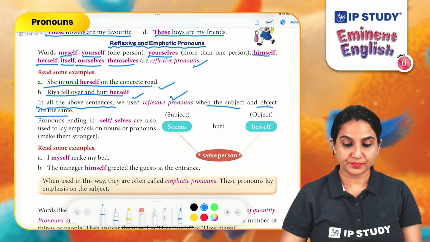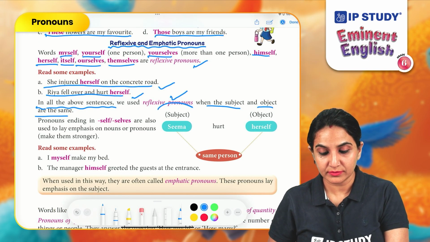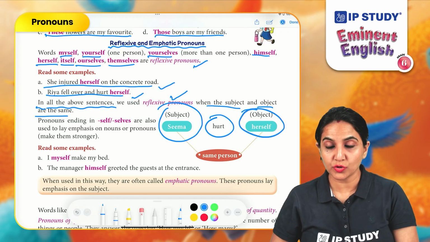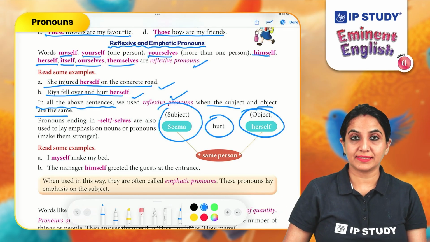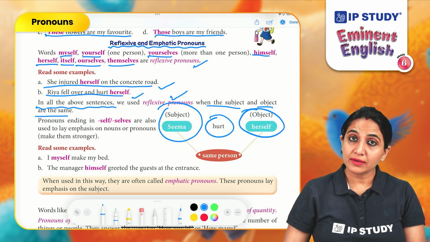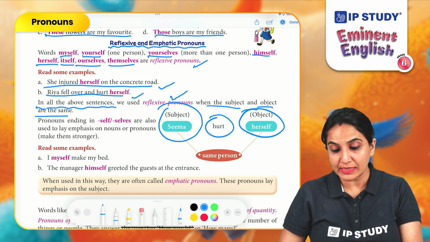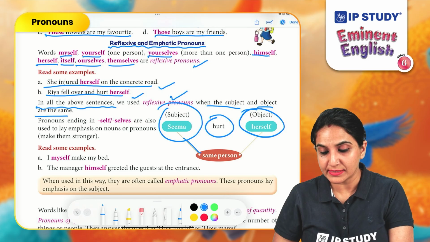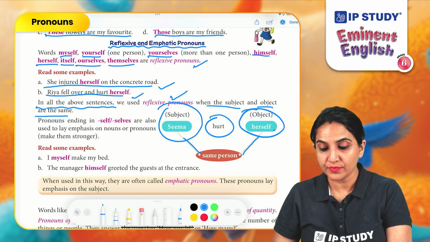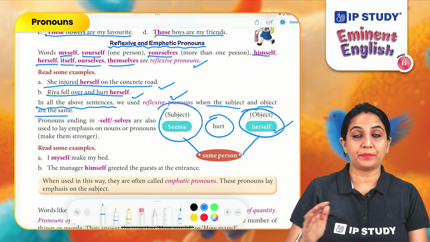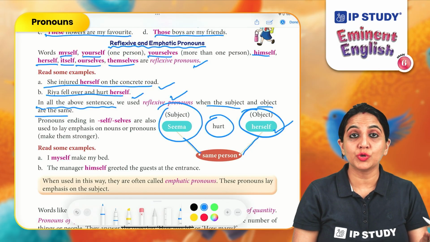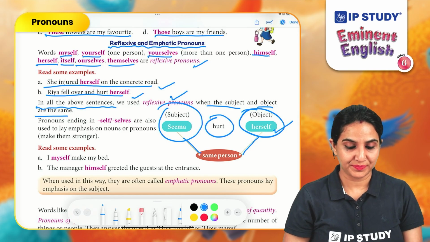Like Seema hurt herself. So, the subject is Seema and the object, we're talking about whom? We're talking about Seema only. So, herself. These are both the same person. So, in this scenario, we use the reflexive pronoun. That means it is the reflection of the noun used as the subject.